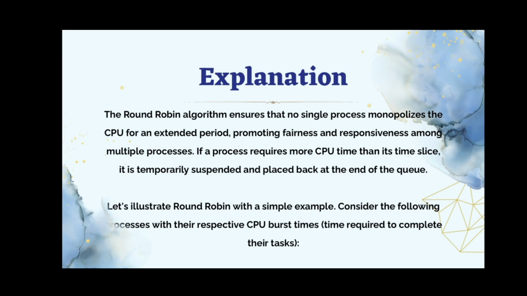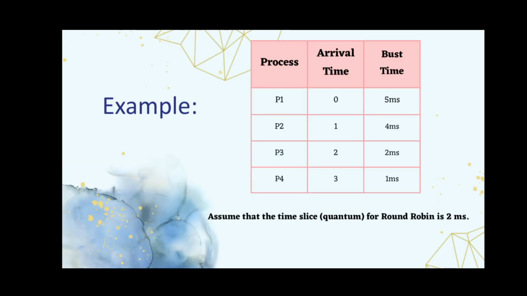Let's illustrate round robin with an example. Consider the following processes with their respective CPU burst times. In this example, there are four processes, P1, P2, P3 and P4, with their arrival times and respective burst times. And assume that the time quantum for this round robin is 2 milliseconds.